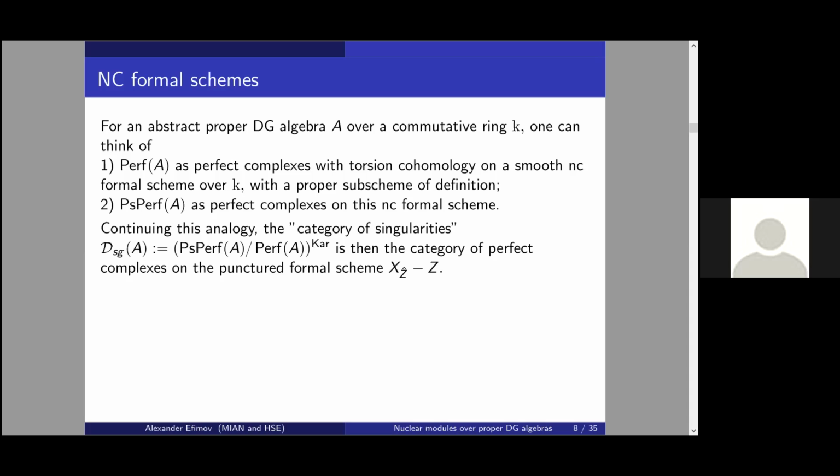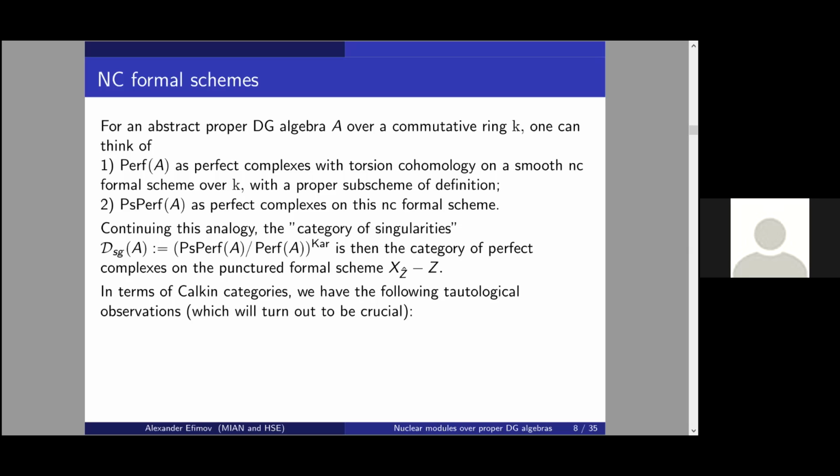Now, if you continue, you can consider what Orlov calls the category of singularities, which is the quotient of pseudo-perfect complexes modulo perfect complexes, well, let's say the Karoubi completion of this. And this can be thought of as the category of perfect complexes on the punctured formal scheme, for example, considered as an adic space in the framework of Huber theory.